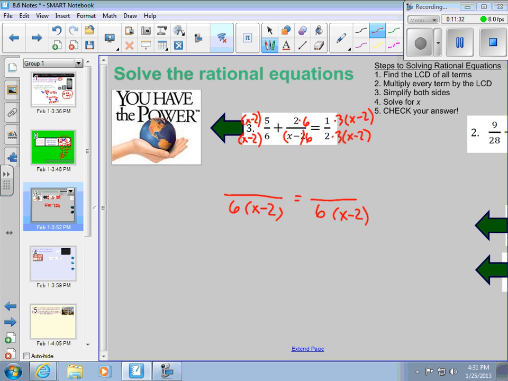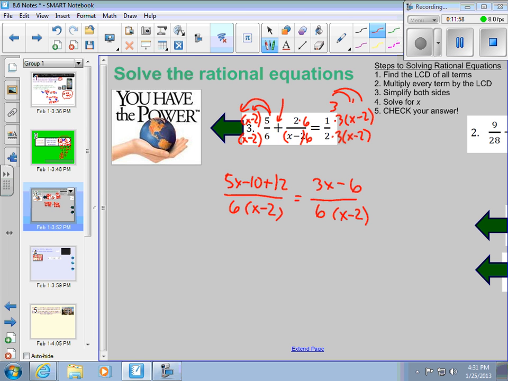All right, let's do some multiplying on top. 5 times x, 5x. 5 times 2, 10. Plus, we got a plus sign right here, plus 2 times 6 is 12. All right, on our right side, 3 times 1 is going to be 3. We got to distribute it. We get 3x minus 6.